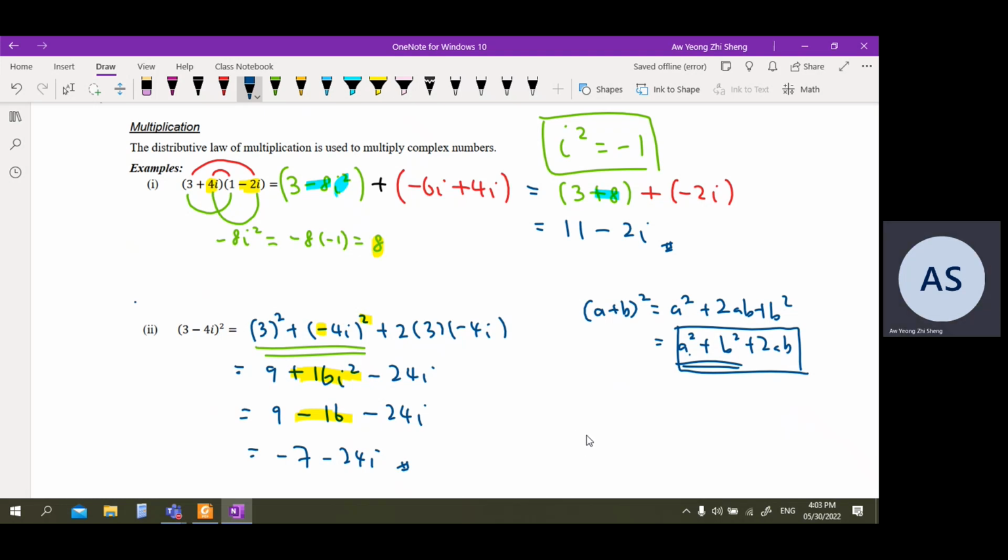So when you have a complex number to the power of 2, I will suggest you to write the first term squared plus the second term squared first, then only the 2ab term. It will be more convenient to do it this way, so that you already have your real terms grouped together at the front.